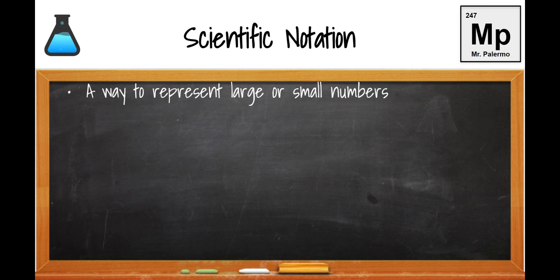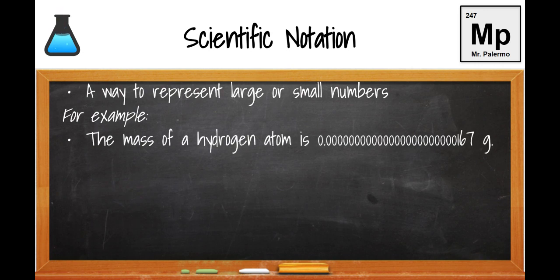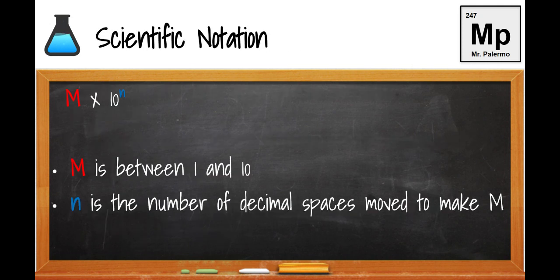A way to represent large and small numbers in scientific notation. For example, the mass of a hydrogen atom is very, very small, and that's a lot of zeros to write out. So we can write that as 1.67 times 10 to the negative 24th grams. We move that over. 2 grams of H2 contains all of those molecules. We can write that as 6.02 times 10 to the 23rd molecules. Much easier numbers to deal with.